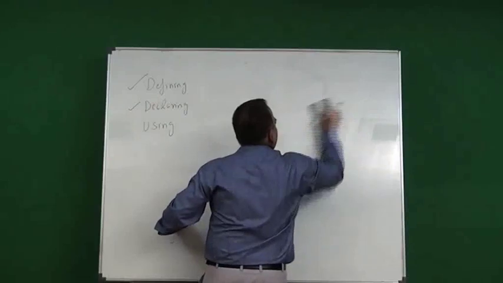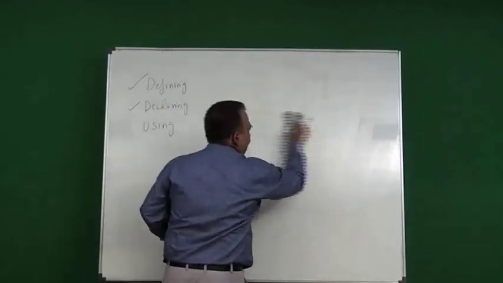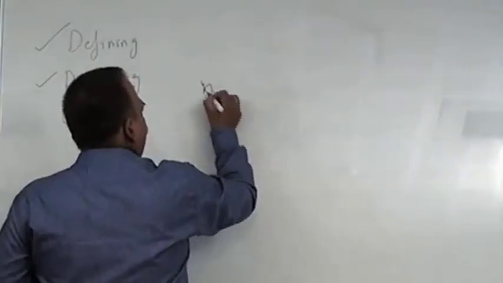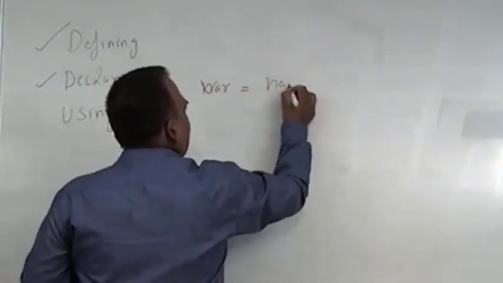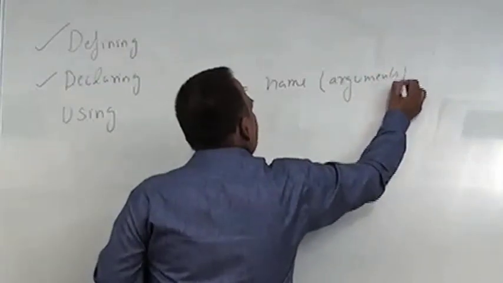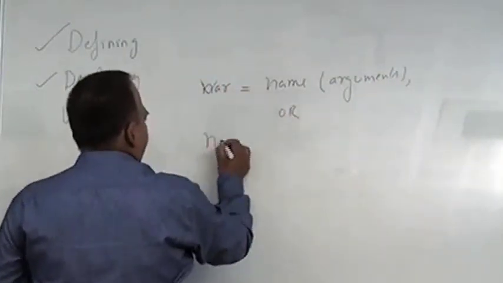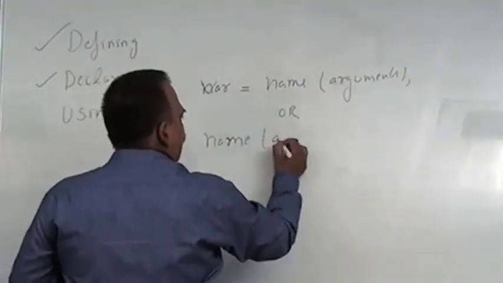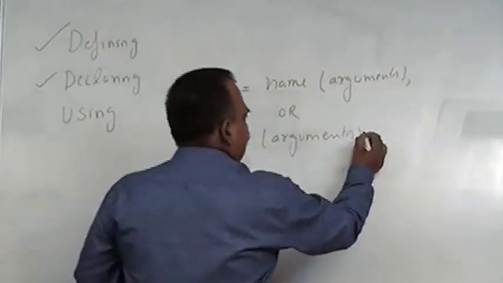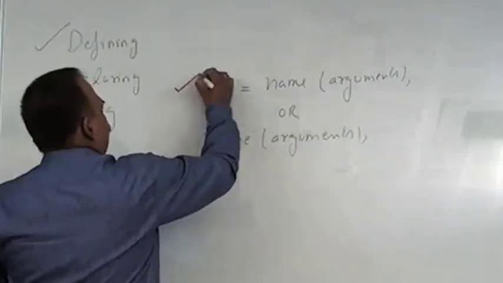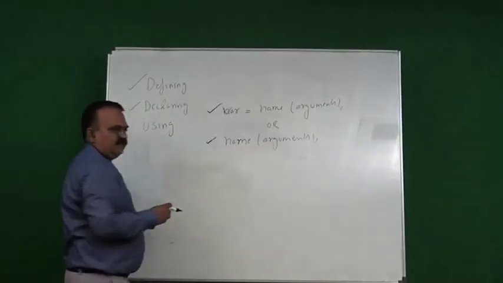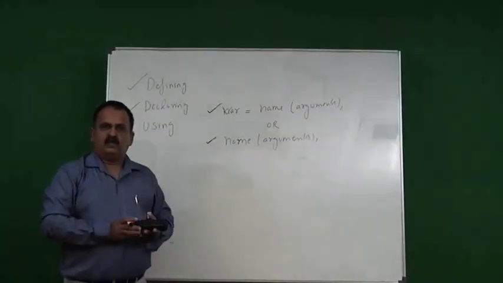There are 2 syntaxes which can be used while calling a function or while using a function. It can be given as variable is equal to name of the function followed by arguments, or we can use it as name followed by arguments. The first syntax is basically used for those functions which will be returning a value, and the second one is used for functions that will not return any value, whose data type will be void.